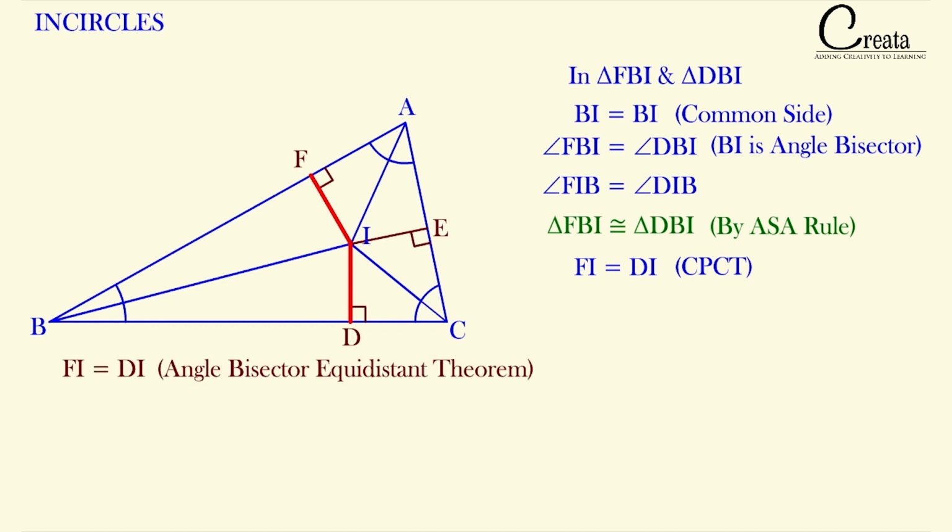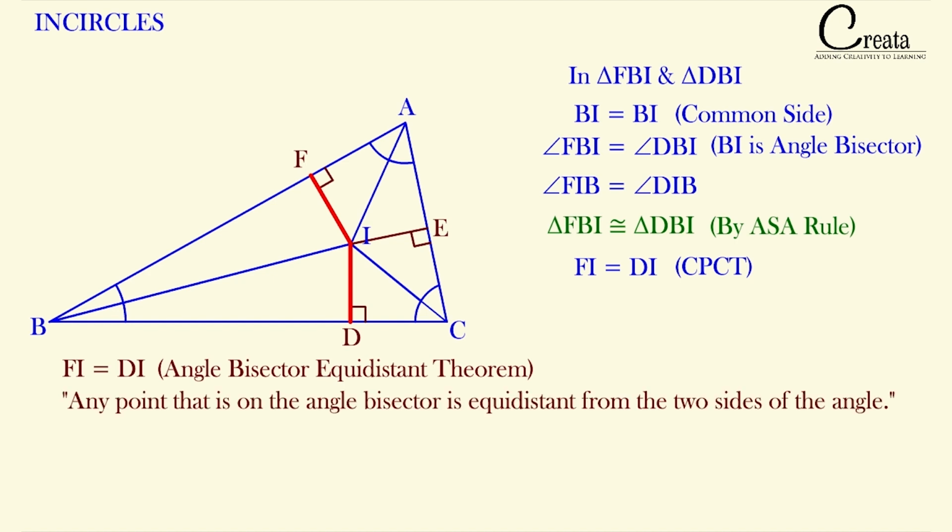This is the result of the angle bisector equidistance theorem. That is part of the basic geometry. The angle bisector equidistance theorem is additional to this chapter; I am just adding a small concept. As per the angle bisector equidistance theorem, any point that is on the angle bisector is equidistant from the two sides of the angle. It means that if BI is the angle bisector of angle B, and AB and BC are the two sides, and we take any point on this angle bisector, say point I, then this point will be equidistant from these two sides.